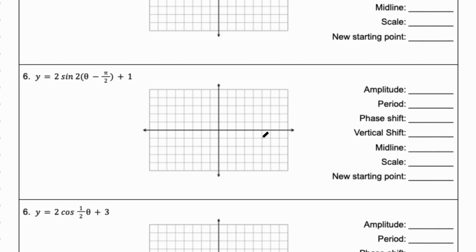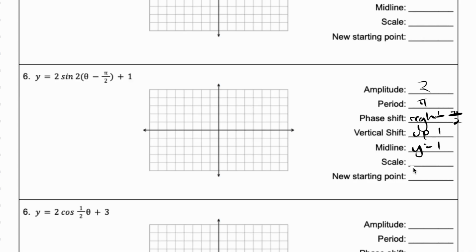Okay, so let's just do this problem real quick. Our amplitude is our A value. In this case, it's 2. Our period is going to be 2 pi over b. B is 2, so 2 pi over 2 is just pi. Phase shift, we're subtracting pi over 2, so we're going to move right pi over 2. Vertical shift, we're shifting up 1, right, since we have that plus 1 at the end. Our midline, thus, is going to be y equals 1.